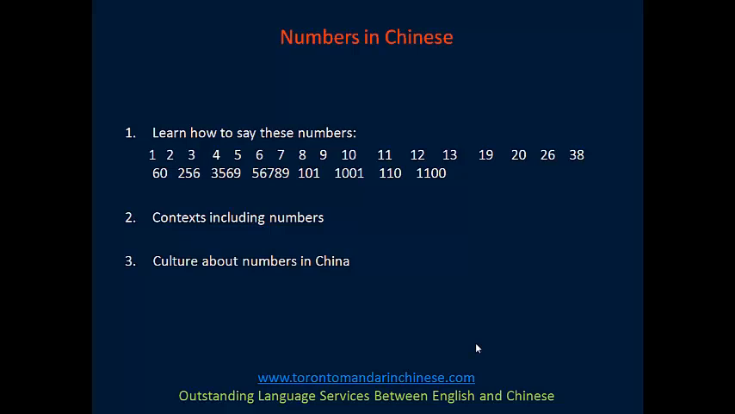In this lesson, we're going to introduce numbers in Chinese. We're going to do three things. The first one, we'll learn how to say this group of numbers. Second, we're going to introduce the contexts, including numbers. The third, we're going to introduce the culture about numbers in China.